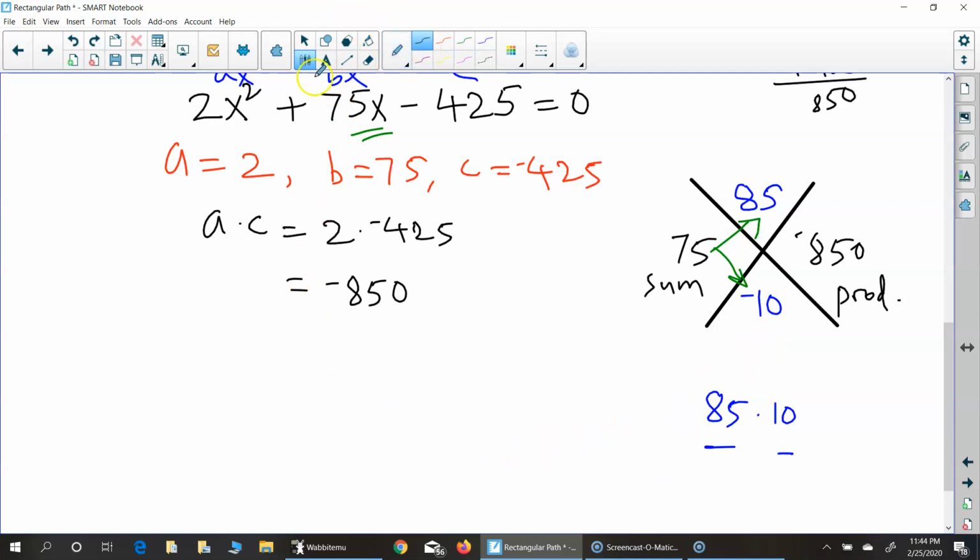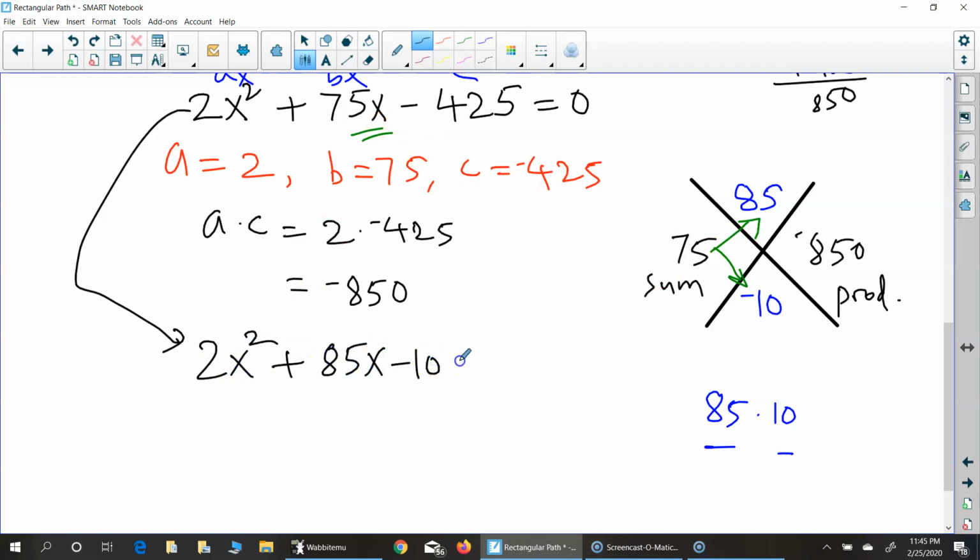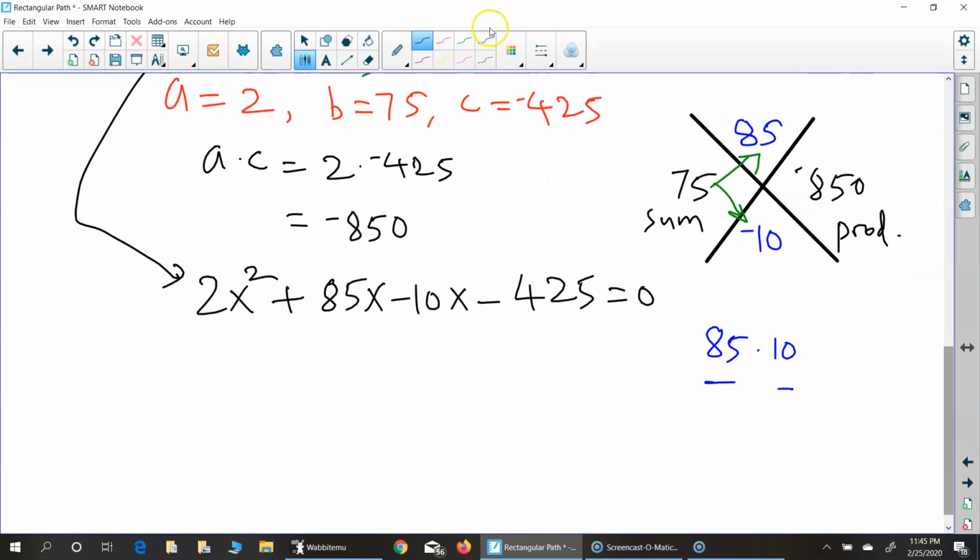Alright. So let me do that. Here this becomes 2x square. 75 is changed to 85x minus 10x. Right? 85 minus 10 is 75 only. Nothing is changed. We just, for our convenience to break it down into factors, we just did that. Minus 425 also, I am copying this 425. So that is my quadratic equation, and you got 4 terms. Let us take common factors from two terms at a time. Okay. So what is the common factor between 2x square and 85x?